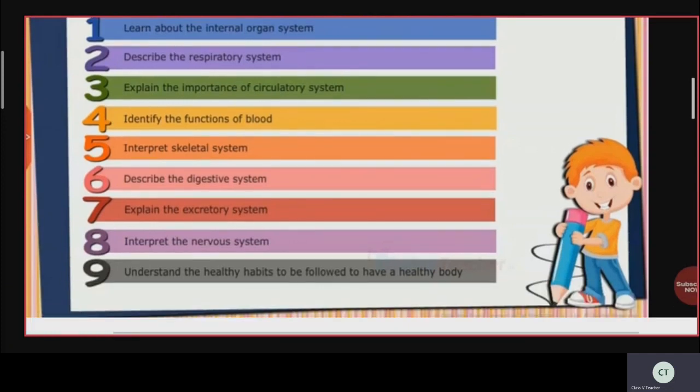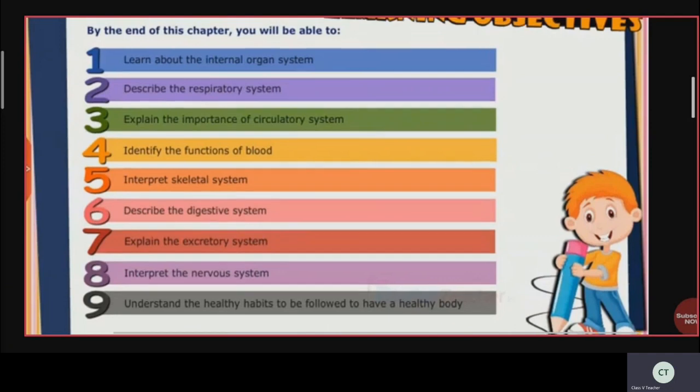Okay, children? These 9 points are very, very important. By the end of this lesson, we can learn these objectives. What are the functions of blood? Circulatory system, respiratory system, internal organs, digestive system, excretory system, nervous system, and also how to take care of all this, and what the healthy habits are, we are going to learn in this lesson.